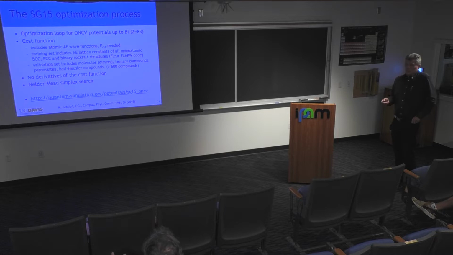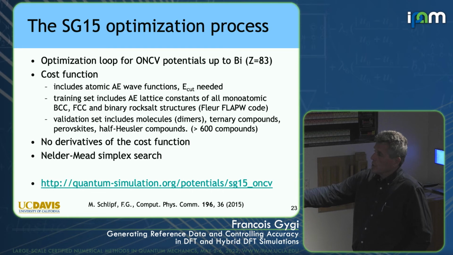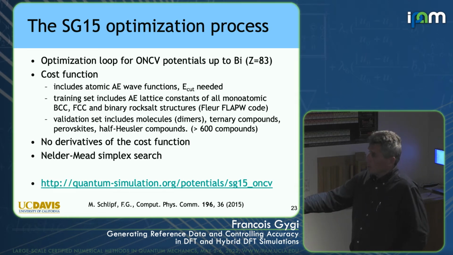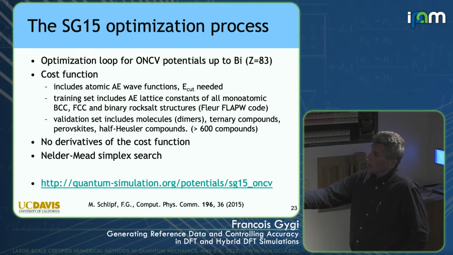So that's basically the optimization loop that I was referring to before. And we generated a table that goes up to bismuth. So the cost function that we use includes, of course, the fact that we have to match all-electron atomic wave functions, but also how big of an energy cutoff we need in the plane wave calculation to obtain that match. Then we use a training set that includes all-electron calculations.